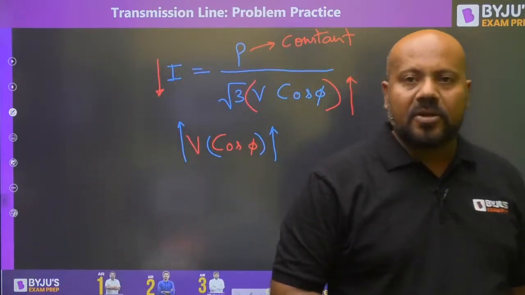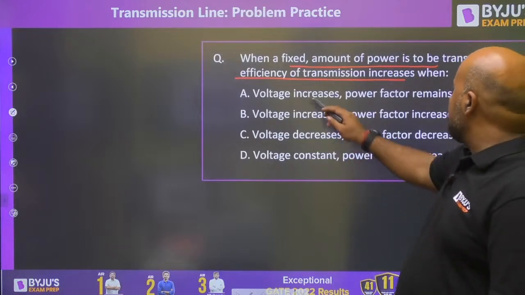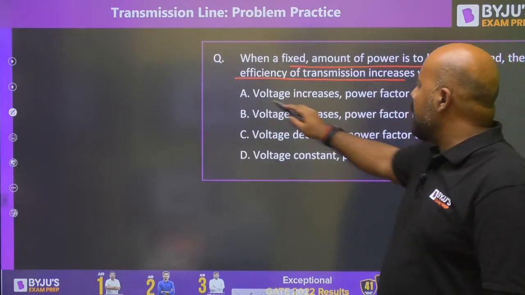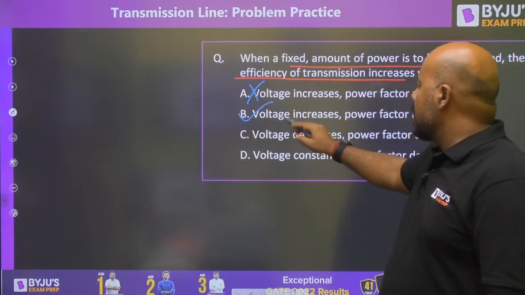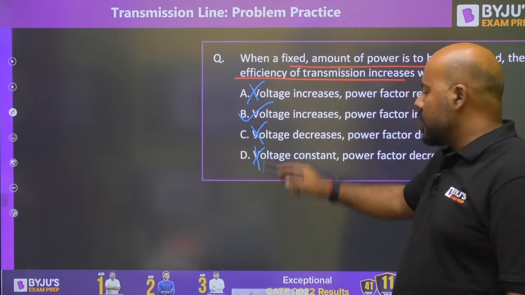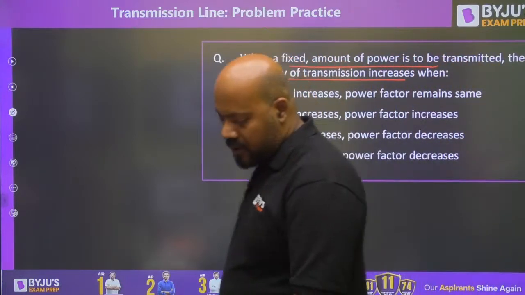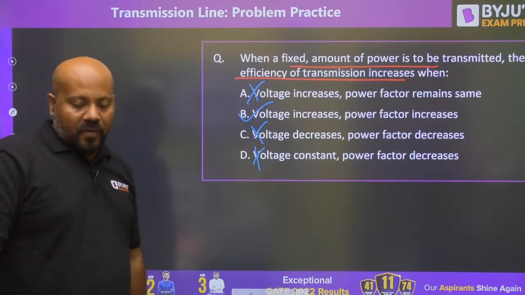Everybody just tell me in the comment section, are you able to follow this? So what is the best answer you can have? Voltage increases, power factor remains same, wrong. Voltage increases, power factor increases, perfect. Voltage decreases, wrong. Voltage constant, wrong. So what is the best answer? The best answer is option B. Is it clear? Everybody just tell me in the comment section. Are you able to follow this?